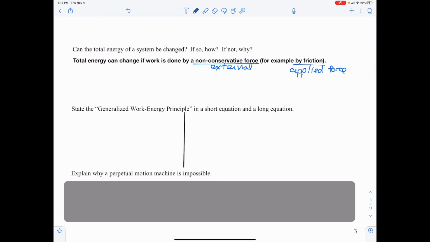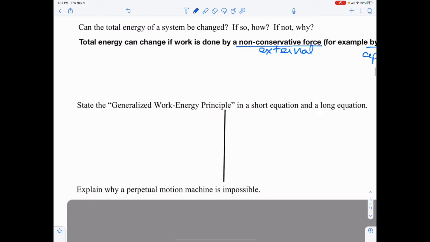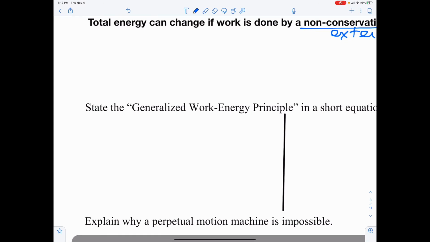State the generalized work energy principle in a short equation and a long equation. All right, well, I'm going to show you the way the ebook represents this, and most textbooks represent it this way. The short version of the work energy principle is simply that the initial energy, whatever that is, plus any work done by an external force is equal to the final energy.